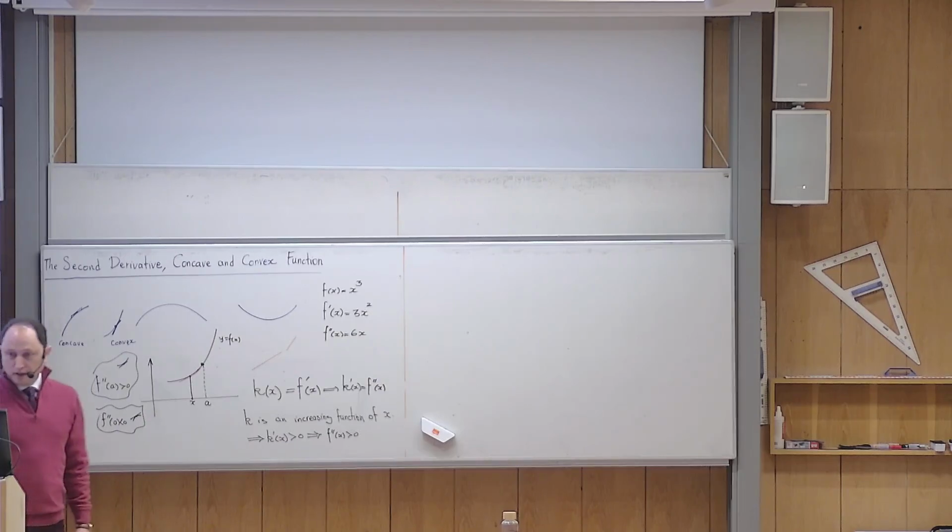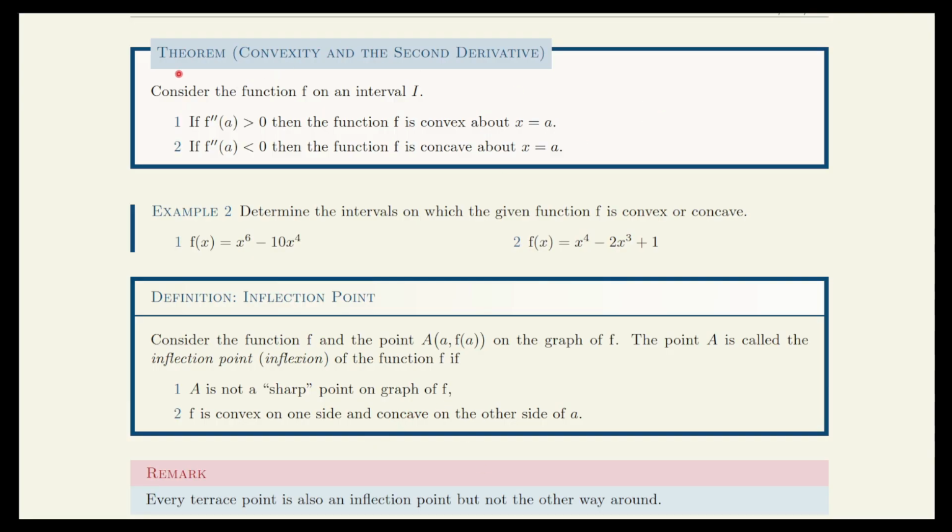Okay, so now if I go back here, this theorem that you see here, convexity and the second derivative: consider the function f on an interval I. If f double prime of a is positive, then the function f is convex about x equals a. And if f double prime of a is negative, then the function f is concave about x equals a. So sometimes I use concave up and concave down. It is easier for me to remember which word represents which situation. Okay, any questions so far?